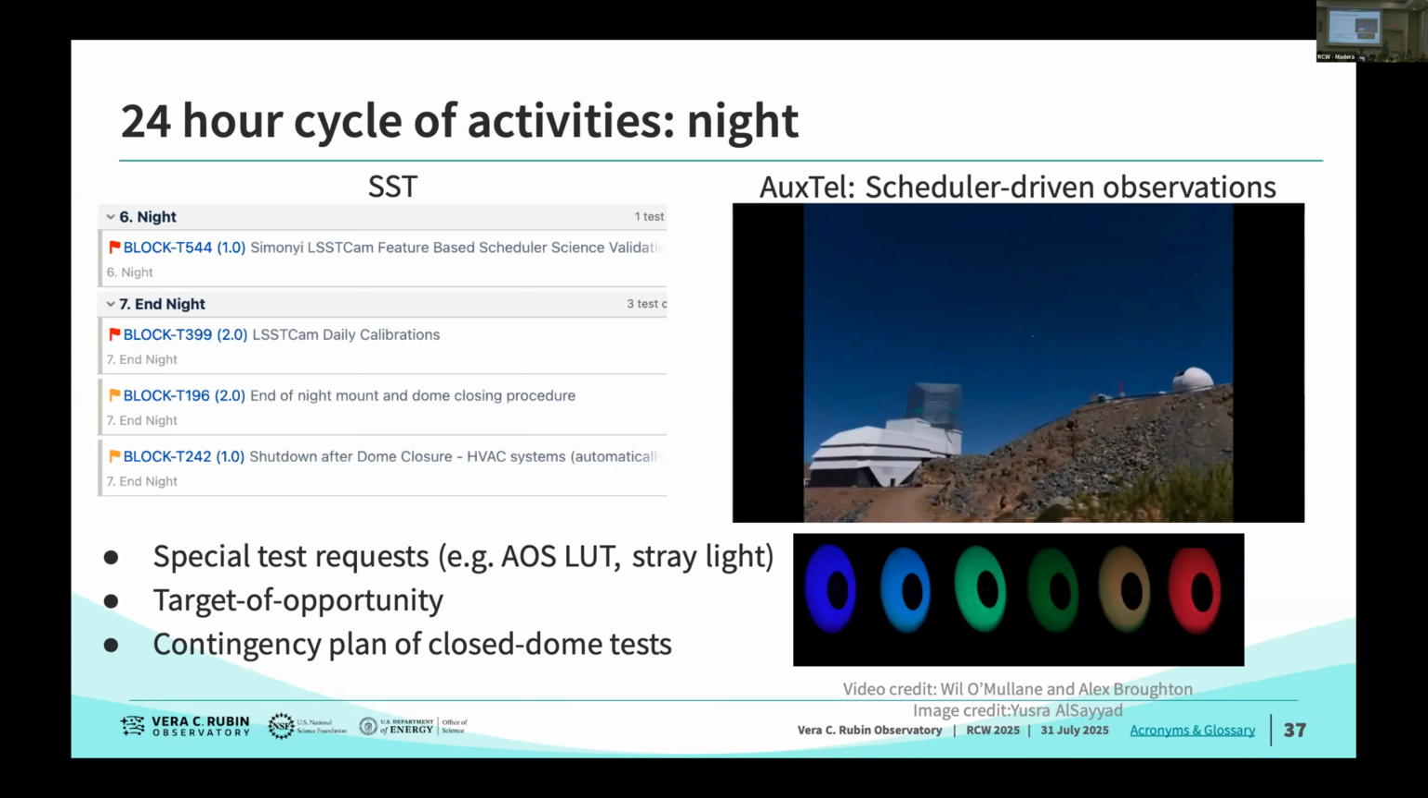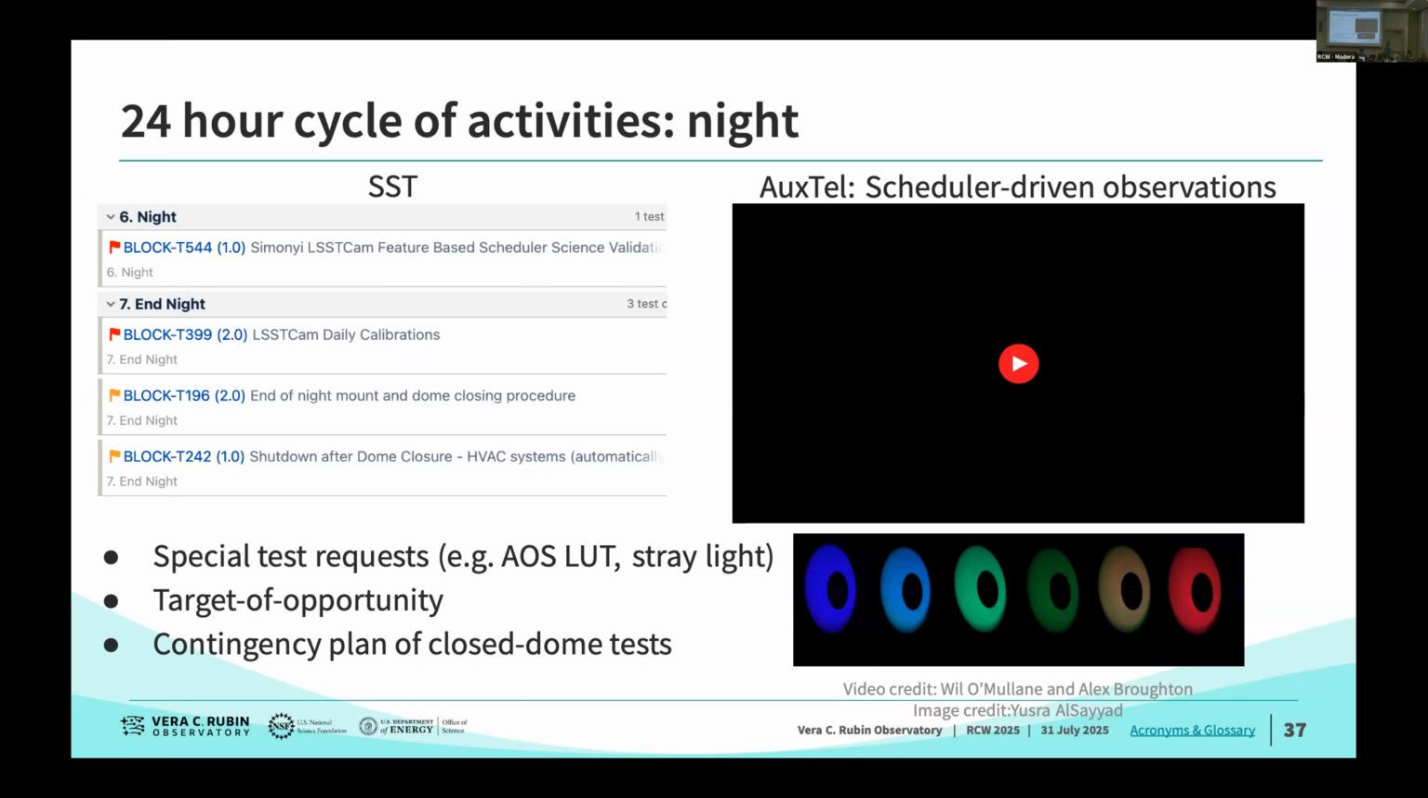I know it's hard to imagine because we are in almost 100-degree temperatures here, but actually we're forecasted to get about 30 centimeters of snow at the summit today and tomorrow. So we do have contingency plans of closed dome tests that we can run when it's unsafe to open the dome because it would put the telescope at risk, but it's still safe for staff to be at the summit. Those could be dynamic testing, trying to move the TMA, the telescope mount assembly, at faster speeds, or they could be taking more calibrations.